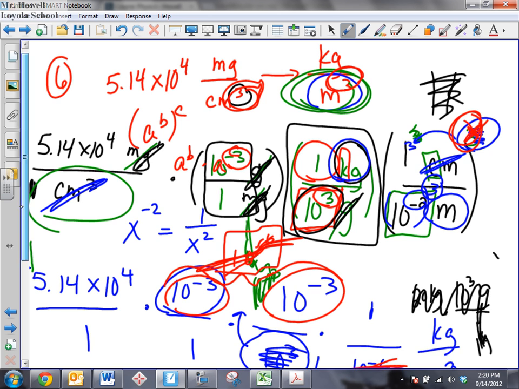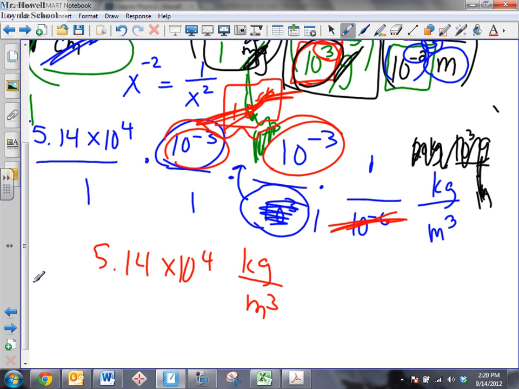Okay, and if you didn't, that's fine. If you didn't think to move this up, watch what would have happened. 10 to the third, 10 to the negative 6. These would have reduced to 10 to the negative third. And then these would have canceled. Again, positive 3 and negative 6 would have reduced to a negative 3. And then you would have had a negative 3 and a negative 3 cancel. So you'd have still gotten the same answer. Same answer. Yes, so that's fine.